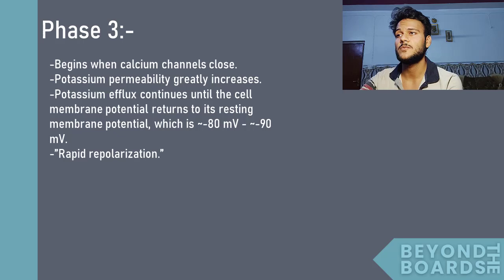And so, just to recap, phase 3 begins with the calcium channels closed, the potassium permeability returns to normal, causing potassium efflux until the membrane voltage reaches the resting membrane potential, which is about negative 85 millivolts. And this phase is called the phase of rapid repolarization.